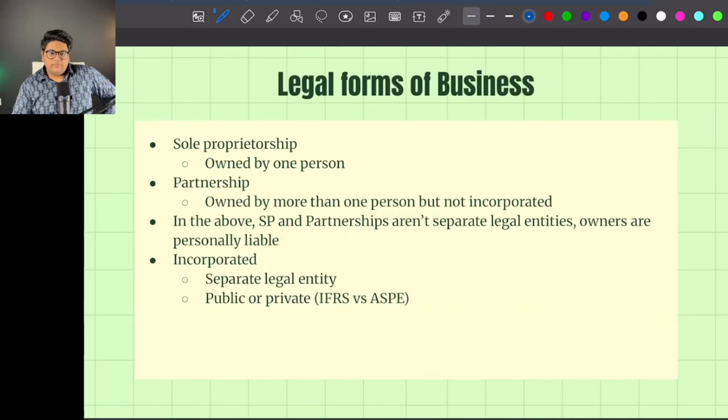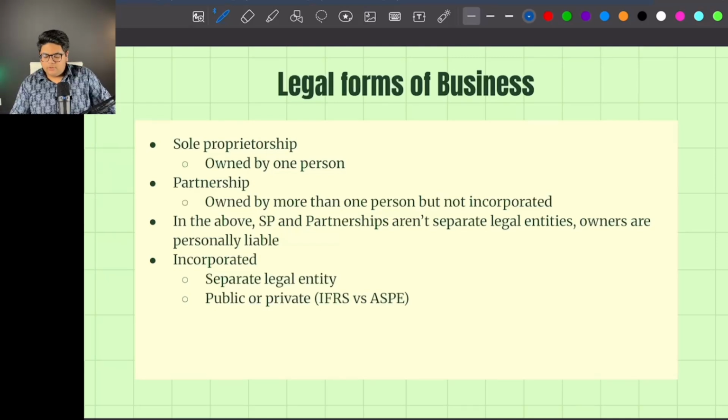So there are three legal forms of businesses. Number one is a sole proprietorship, where the business is owned by one individual person. Number two is a partnership, where a business is owned by more than one person, but it's not incorporated. So basically, in the above two, a sole proprietorship and a partnership, they aren't separate legal entities. The owners themselves are personally liable. So let's say if the business gets sued, then the owners of the sole proprietorship and the owners of the partnership will get sued. Those two aren't separate. The business and the owners are basically the same.